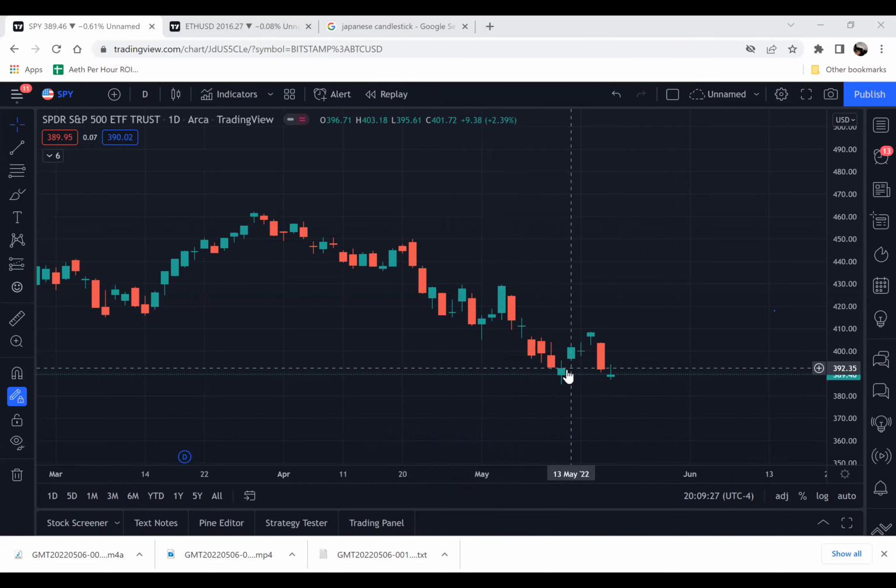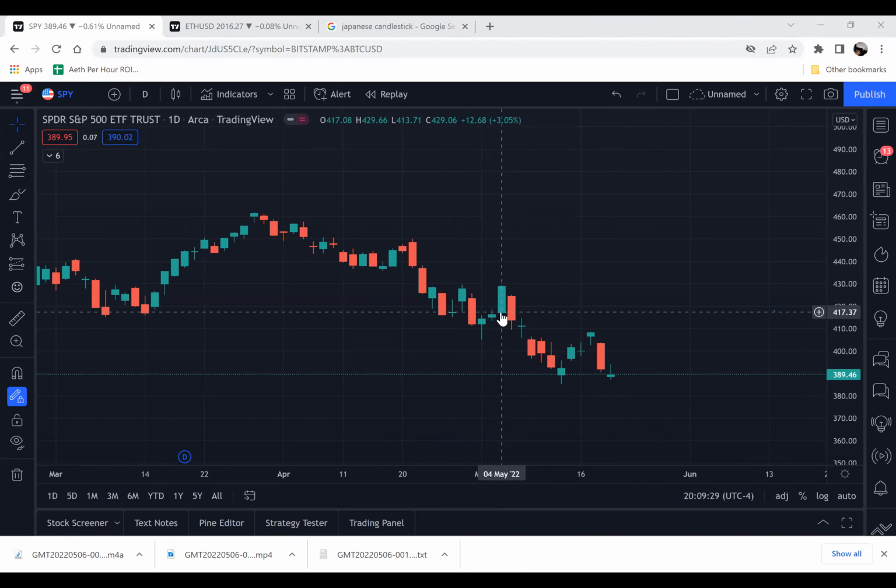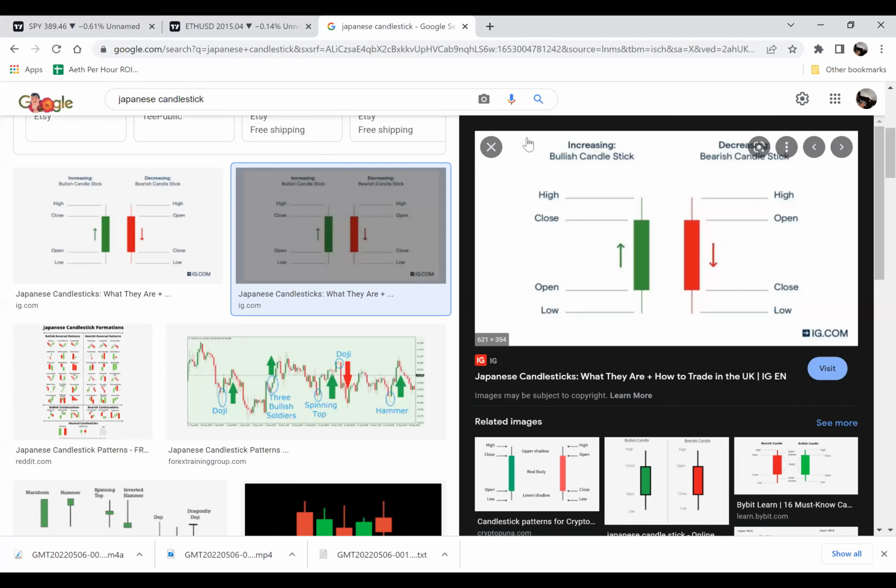Think of the reason they call it a bullish candle: bulls, the animal, attack upward, so a bullish candle also goes upward. And a bearish candle, they call it a bearish candle because it's a bear, and a bear attacks downward. The reason I like to explain it that way is to implement it into your subconscious mind.